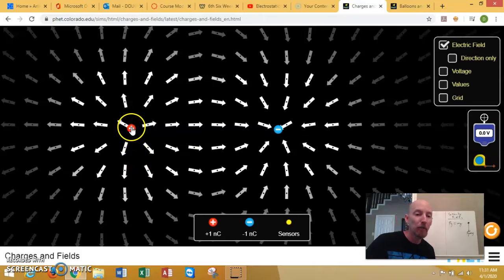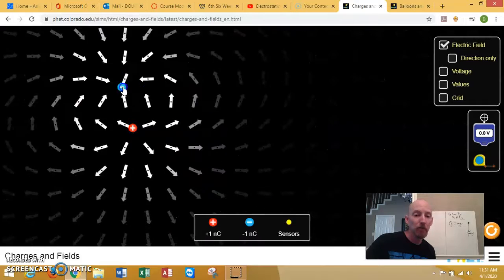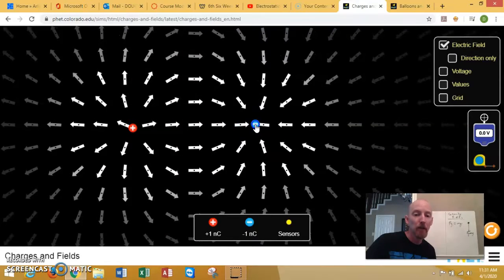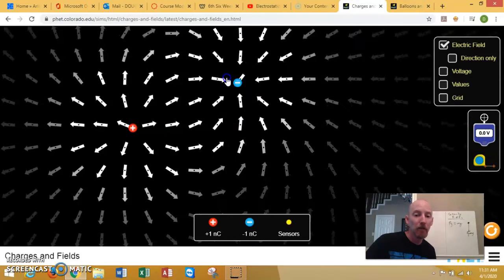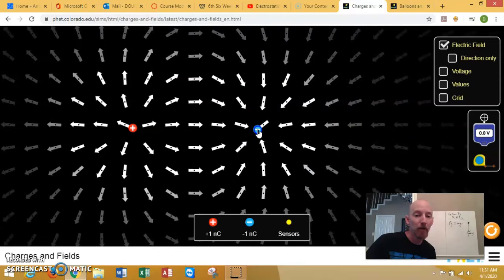So anyway, I put a positive and a negative charge here, and you can see our field. Notice that the field can move, which is really cool. But negative charges always have the field lines coming into them, right? Positive charges always have field lines going out. And so here you go. Now, this is a thing, and I want to do something here. So let me get this to work.